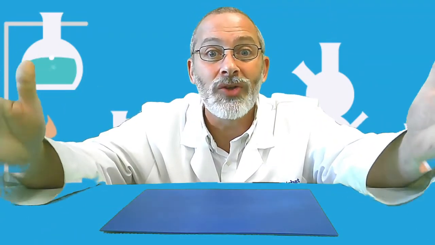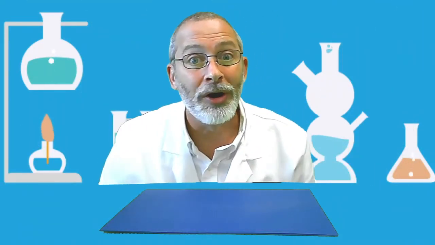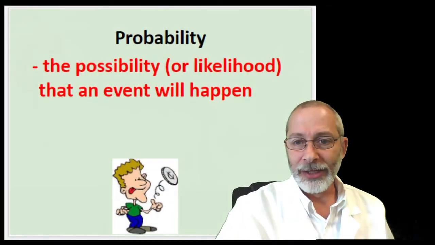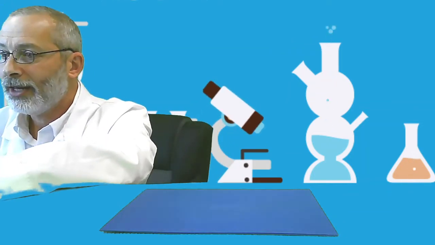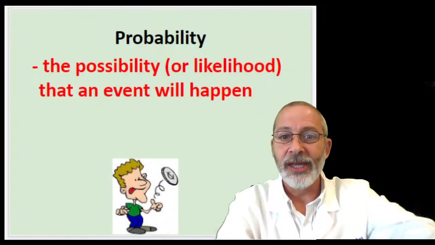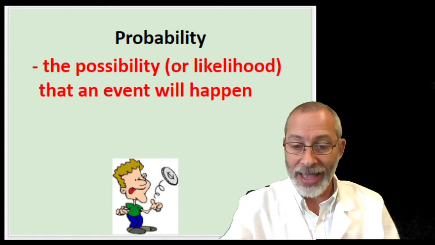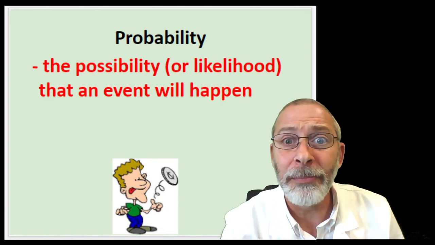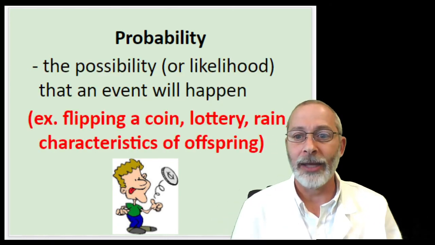So what does this all have to do with genetics? Well, let's head back to our notes and find out. Probability, once again. Oops. Oh my, wrong button there. Okay. Probability, once again, is the possibility or the likelihood that an event will happen, and the probability that I will hit the right button this time, I'm thinking will be a 100% probability. Yes, I got it. Okay.